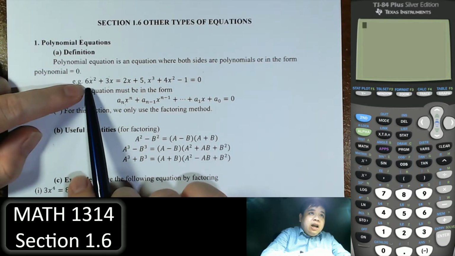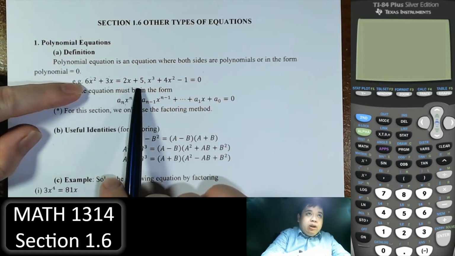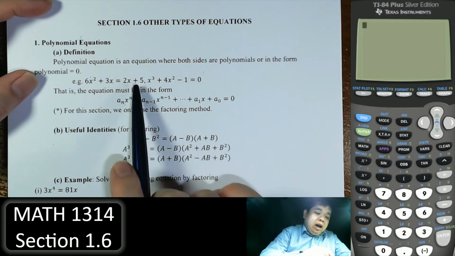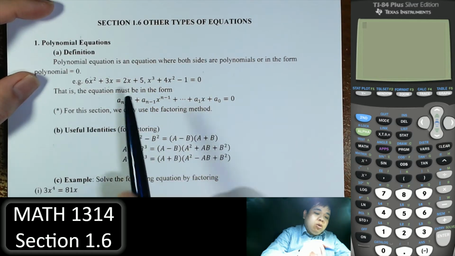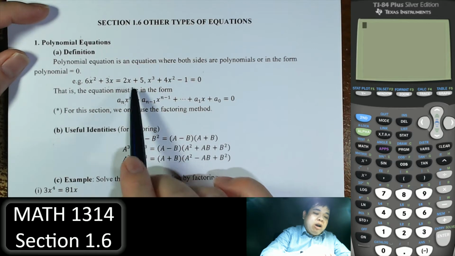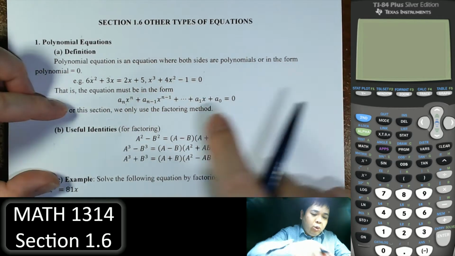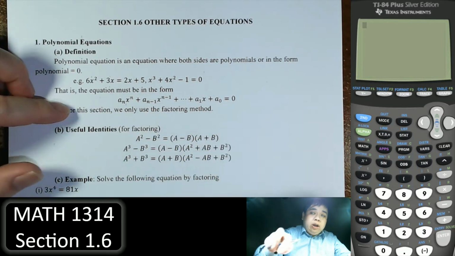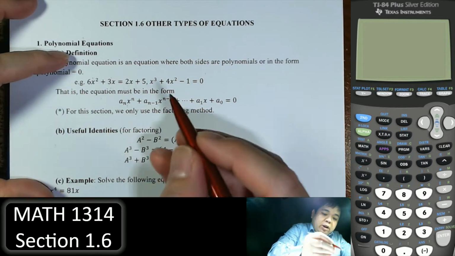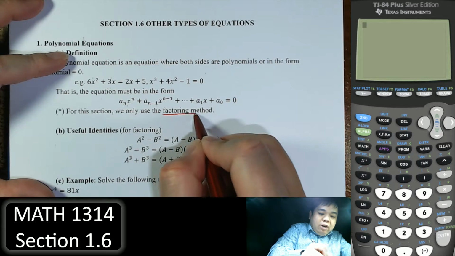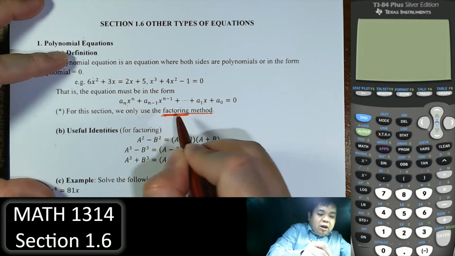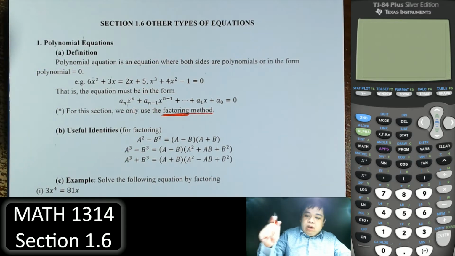Something like this equation can be written as a polynomial equation if we can rewrite it so that 0 is on one side. In this case, just subtract 2x and subtract 5 on both sides. So we have the equation in polynomial form. In this section, we only focus on solving the equation using the factoring method. We will spend a whole chapter solving polynomial equations later.